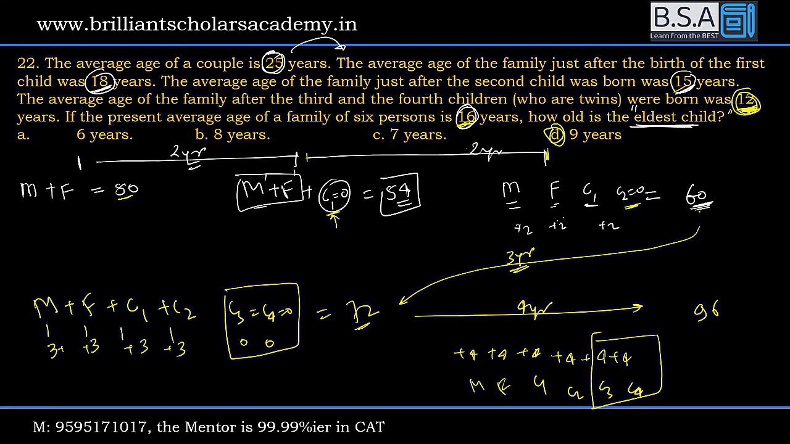We have learned this concept in averages शुरू में. If every number increases by k, the average will also increase by k. जब 12 साल का एवरेज था और जब एवरेज है ऑफ 16 years, तो सीधा सीधा +4 हो गया ना एवरेज में.